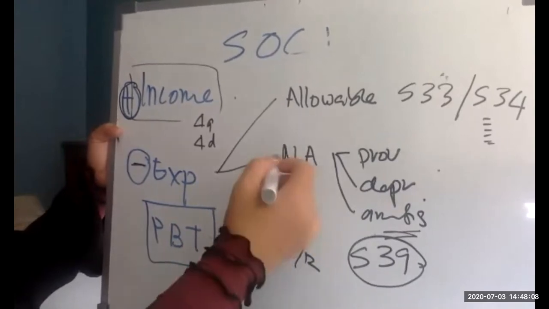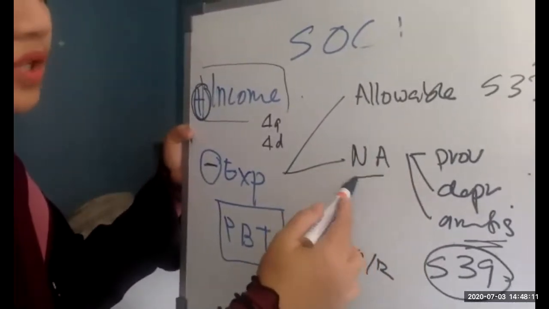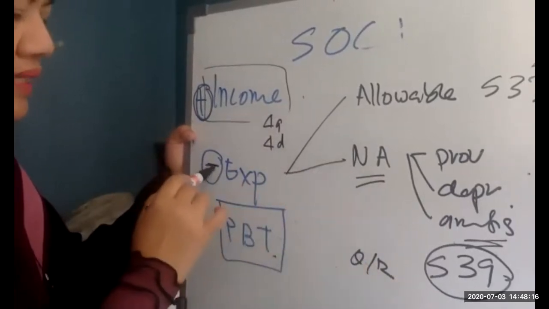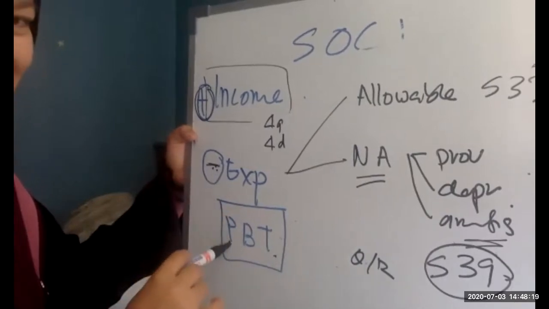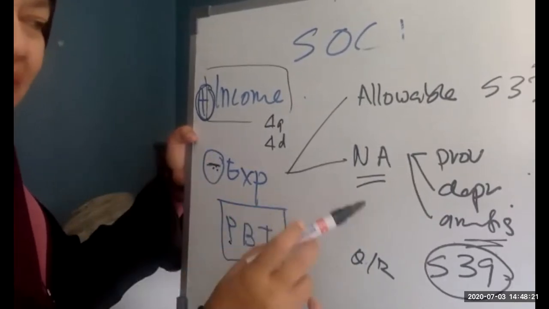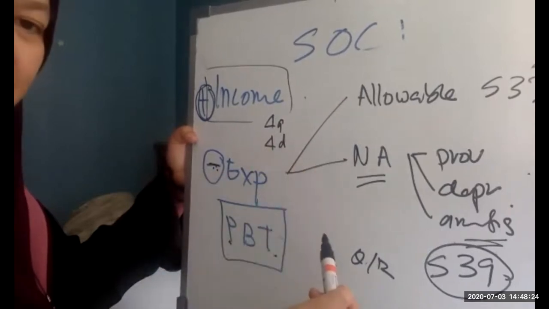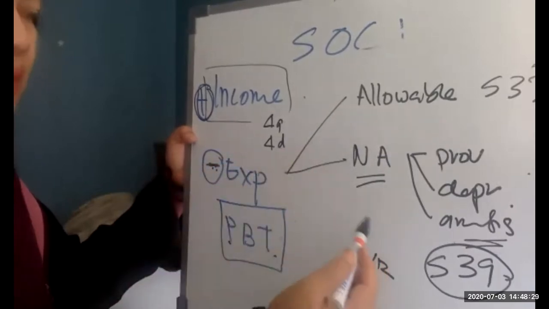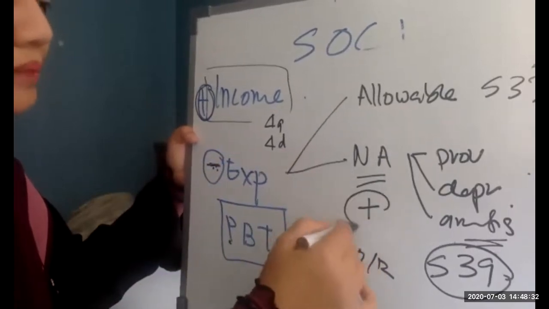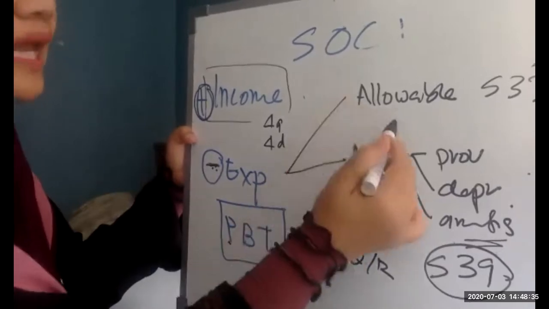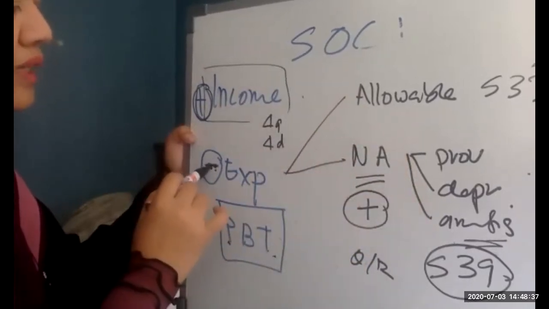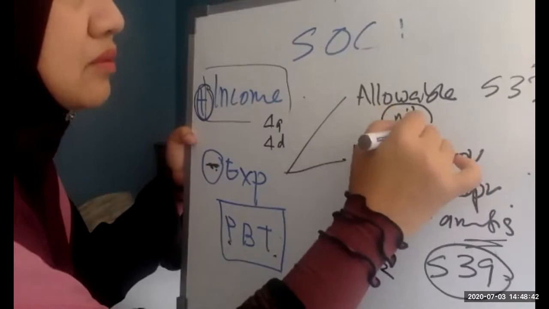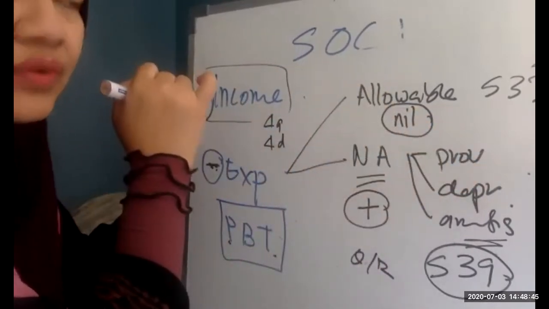So whenever you have a non-allowable expense, remember it means that the law says you cannot deduct these expenses, but because you start from PBT, you have already deducted all these expenses. So you have to do an adjustment. Whatever you have deducted which you are not supposed to, you have to add back as not allowable expenses. Allowable expense means you have deducted it and the law says you can deduct. So you don't have to do anything, but you have to write nil, meaning there is no adjustment for that kind of expense.